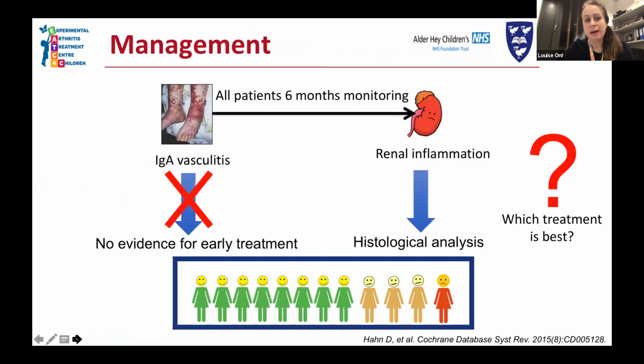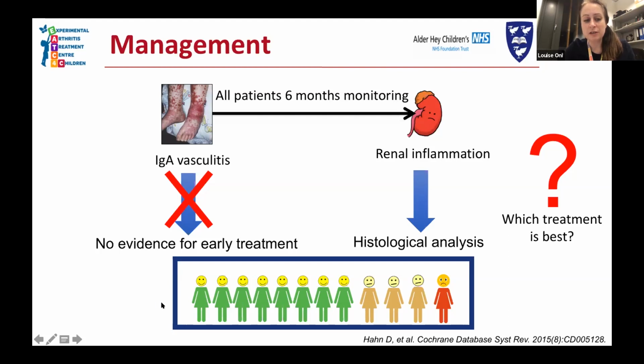So with regards to management, we know at the moment that patients who present with IgA vasculitis should all have 6 months renal monitoring to check for renal inflammation. And there have been studies looking at early treatment in all patients presenting with IgA vasculitis to try and prevent renal inflammation at the earliest opportunity.